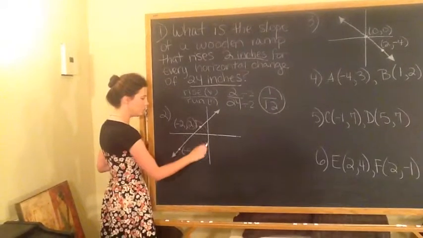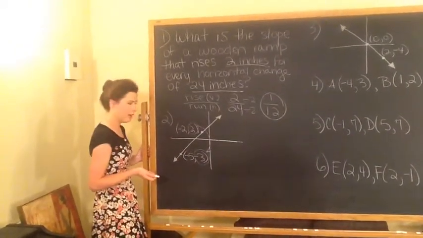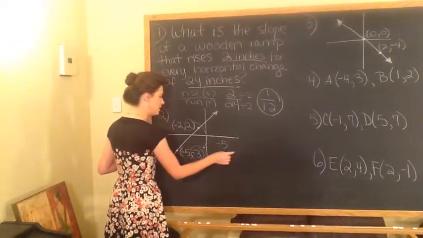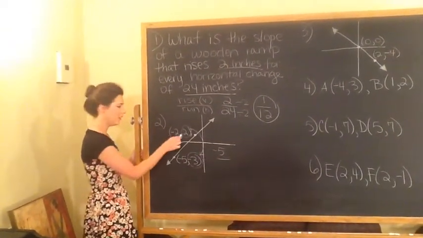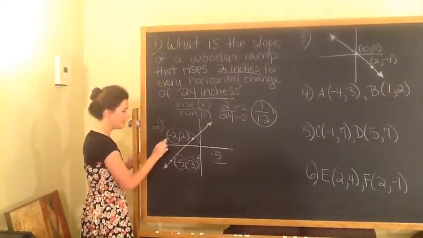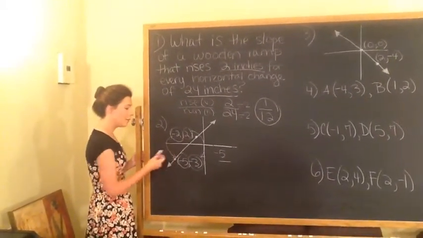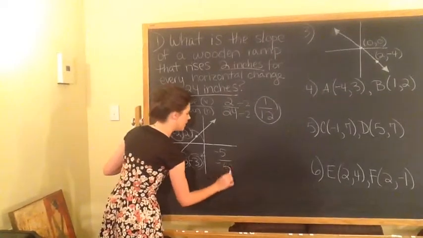So from 2 to 3, are we going up or down? In this case, we're going down, and we're going down by 5. So since we're going down, I'm making it negative. So to go from -2 to -5, are we going up or down? We're going down, and we're going down by 3.